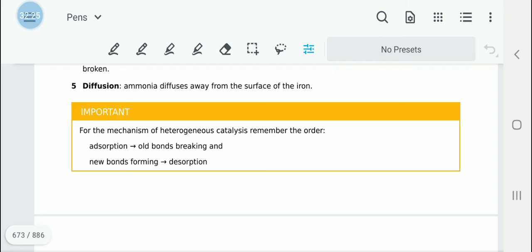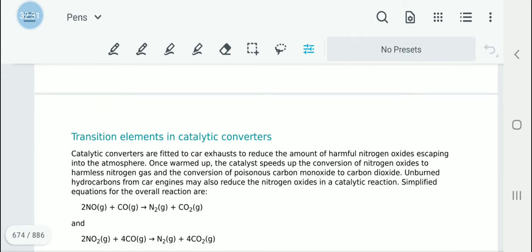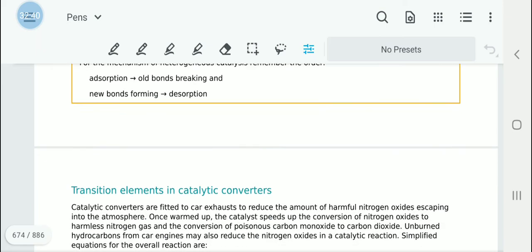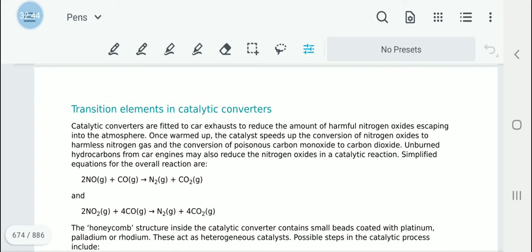So adsorption, old bonds breaking, new bonds forming. After that, desorption takes place. So those are the steps. First, the old bonds would break and new bonds would be formed, and desorption would take place. I hope that makes sense.